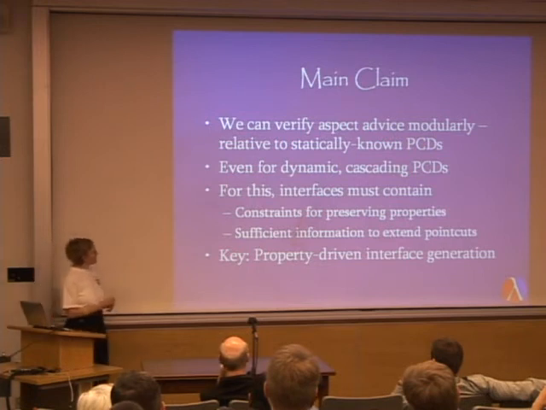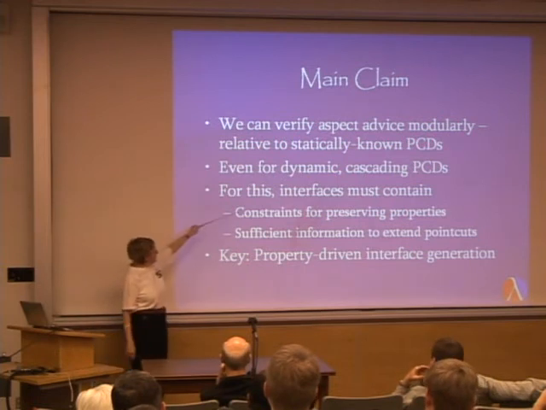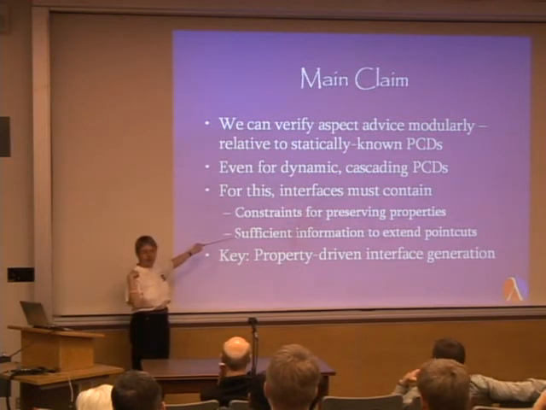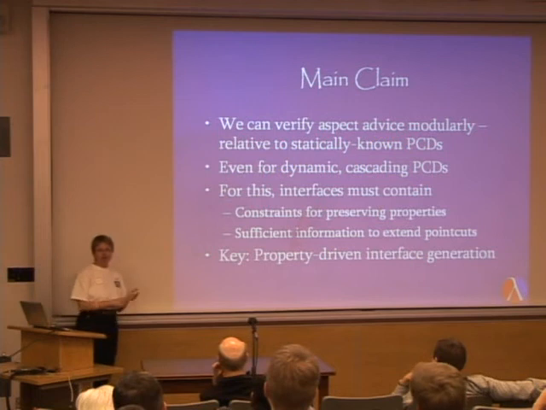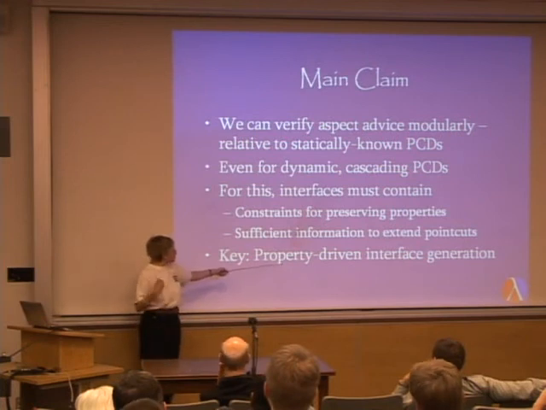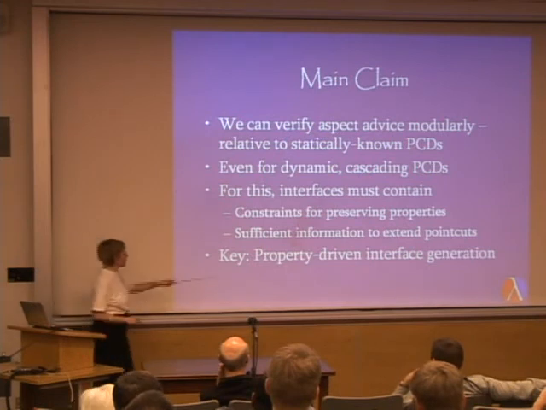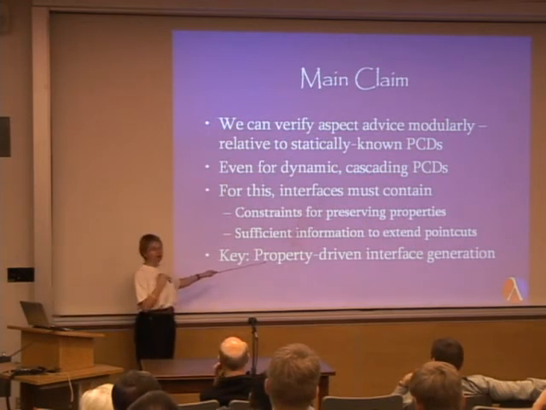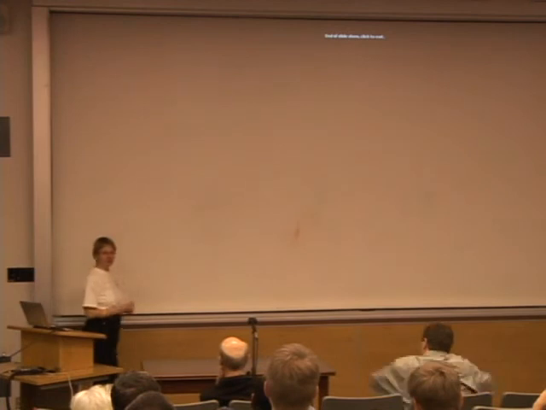In order to do this, what information did we need to remember? Well, we needed constraints to help us preserve properties, and sufficient information to extend the pointcuts. These were the labels from the algorithm. These were the automata labels from the PCDs, which I showed you earlier. Now, you might say this sounds a little strange. We're generating interfaces for modules automatically and preserving properties. Why does this work? It works because we are generating interfaces specific to properties. We are not generating most general interfaces for modular reasoning. Okay? We are saying, if this is the property you want to preserve, what interface do I need? That's what makes this tractable, both theoretically and in practice. And that's what I had to say.